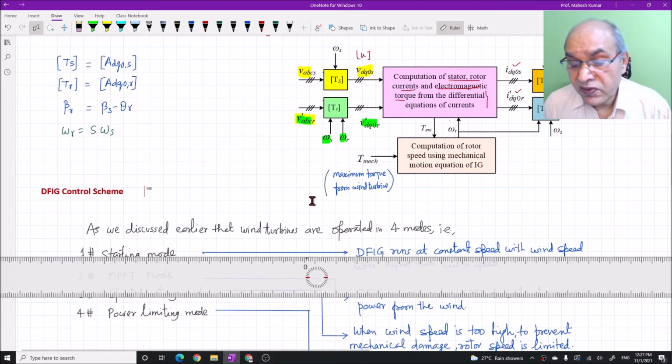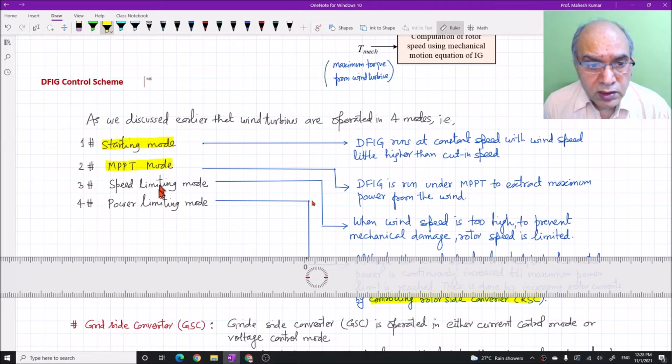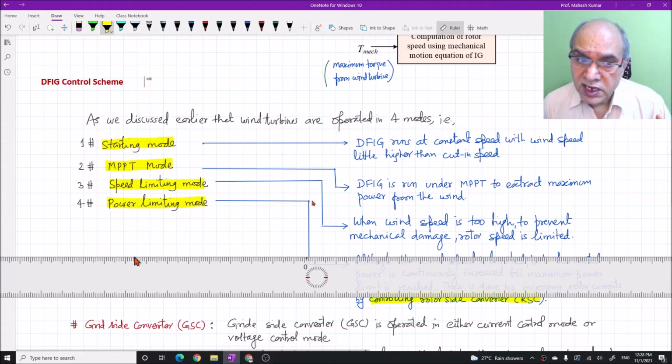If you recall from the previous discussion, we have said that the DFIG can be operated in 4 important modes. That is basically starting mode, then MPPT mode, speed limiting mode, and the power limiting mode. The starting mode takes place when DFIG runs at constant speed with wind speed a little higher than the cut-in speed. So as soon as you overcome the cut-in speed, it is starting mode.